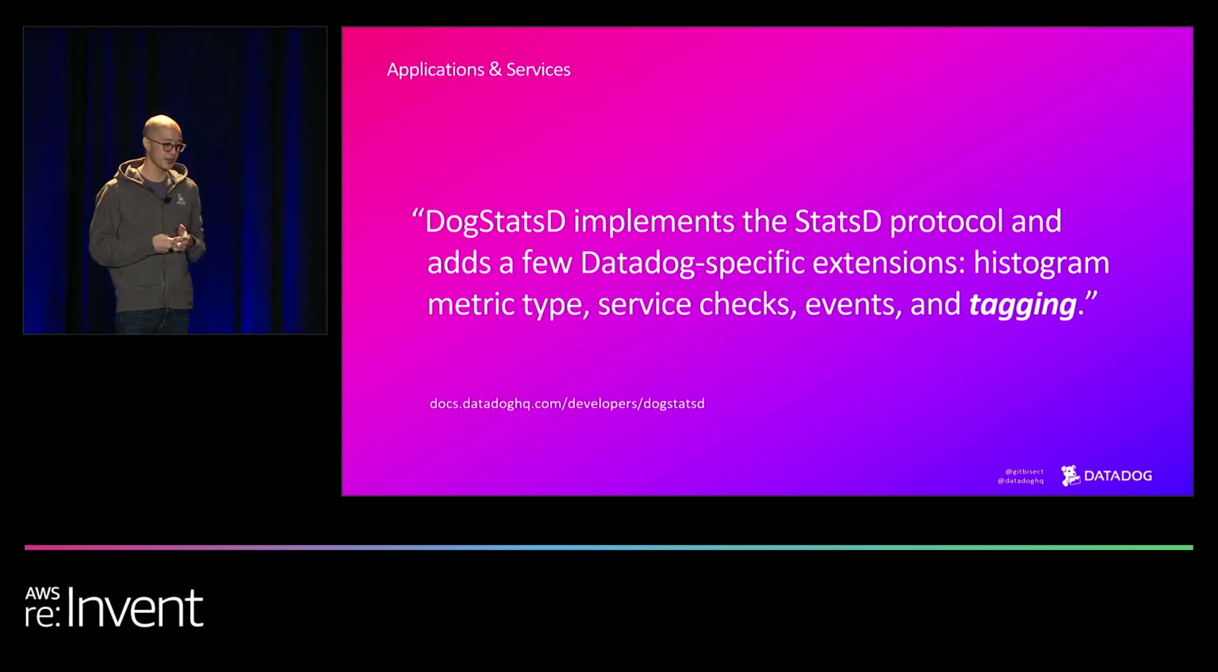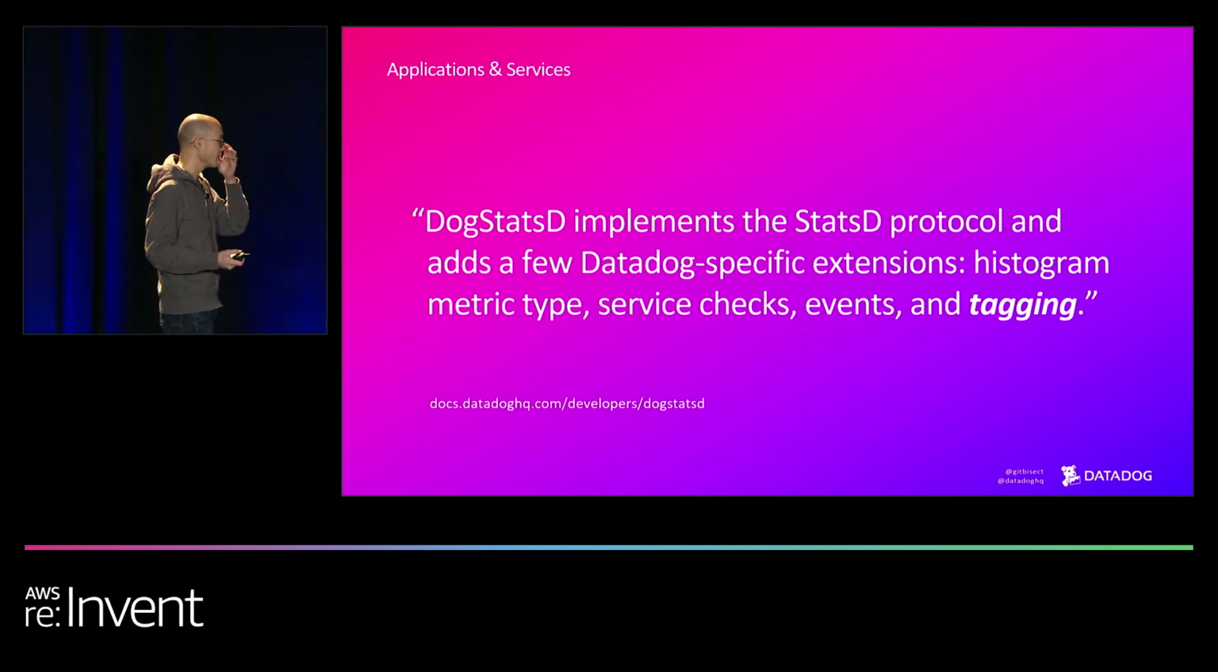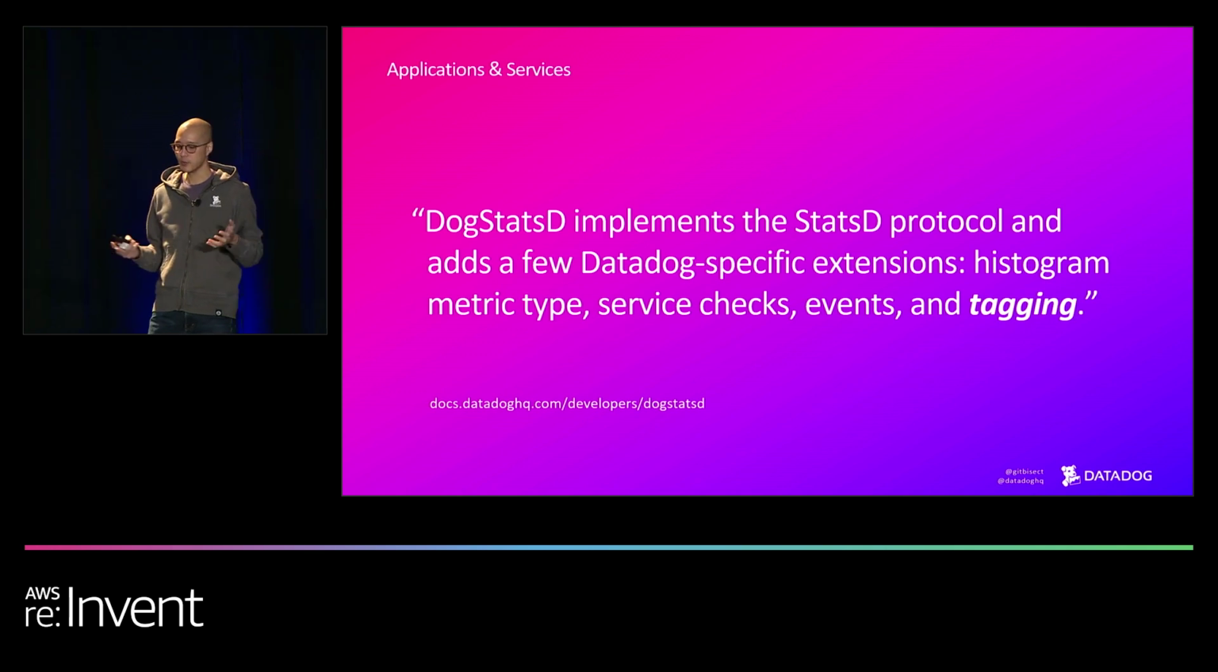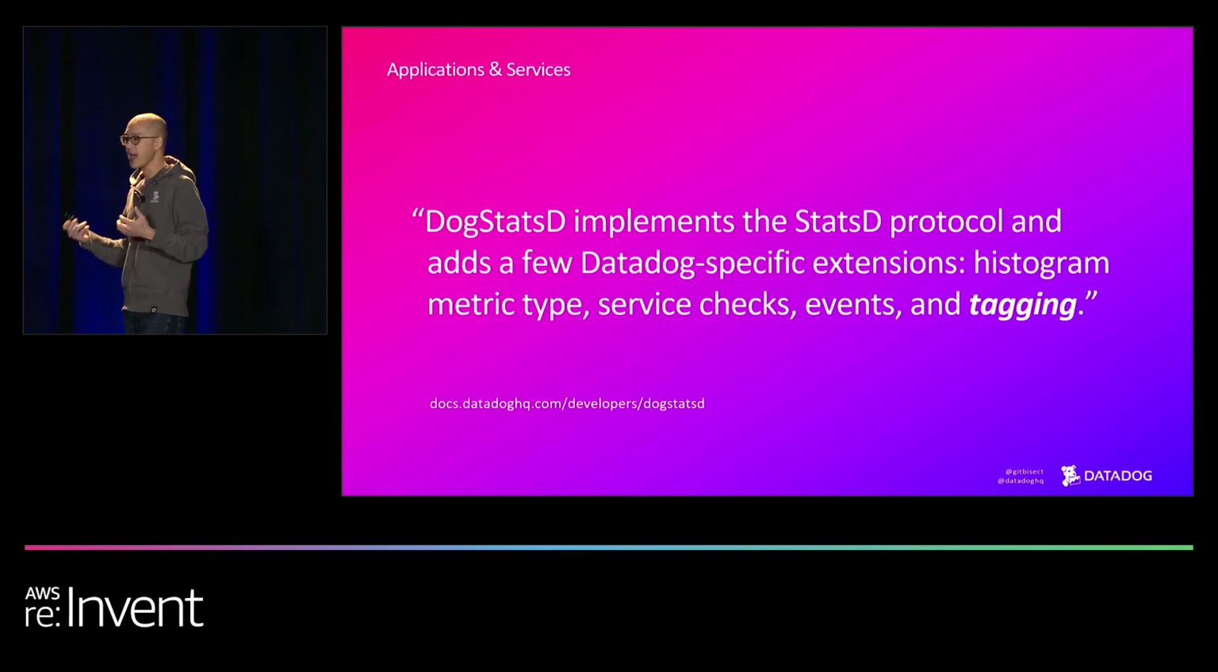So let's talk about our third lesson. One of the things that Datadog did when we first were founded over a decade ago was we forked statsd, and we created a new protocol called dogstatsd. Dogstatsd was an extension, so it added a bunch of stuff, including tagging, which is kind of crazy when you think about it now, right?